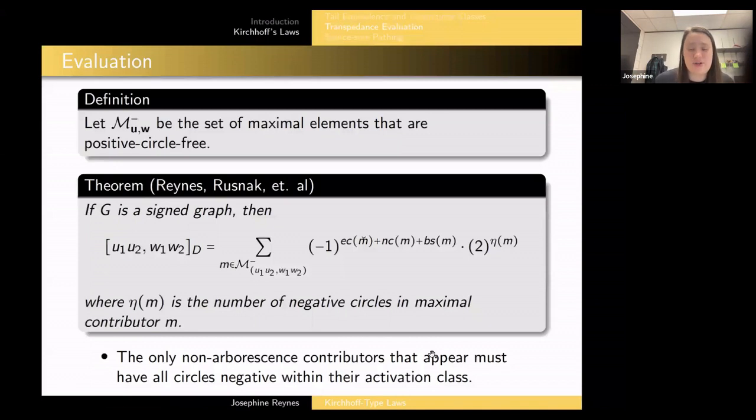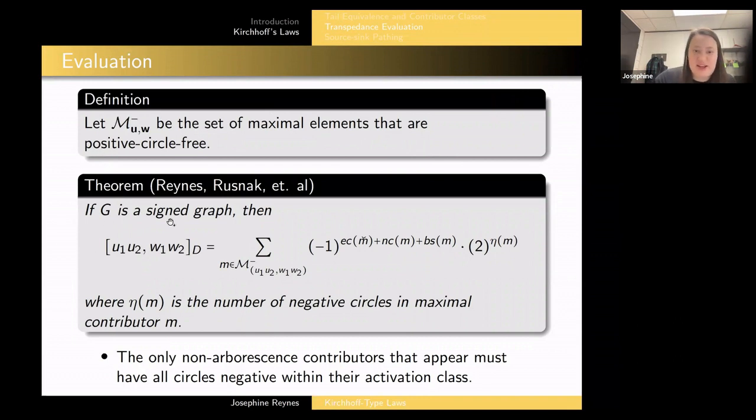In order to look at the second two parts of Kirchhoff's laws, we need to define a couple other things. So we're going to have this M minus UW be the set of maximal elements that are positive circle free. So in each activation class, you have this maximal element because it's a Boolean lattice. So we're just picking the set to be the set of the maximal elements that do not contain any positive circles. And since this is a signed graph, we do have signs on our circles.